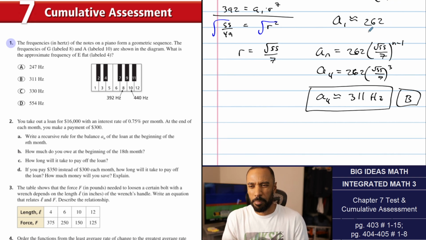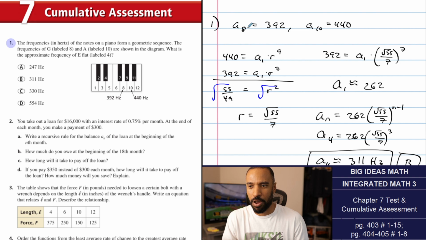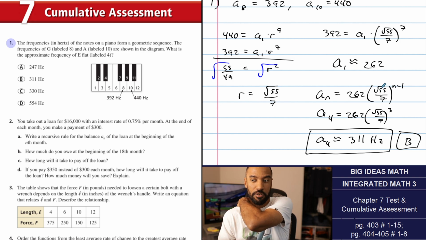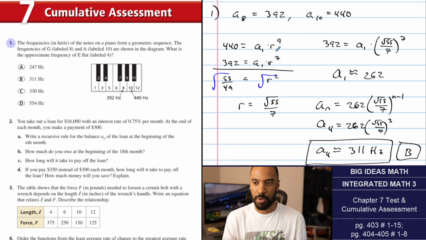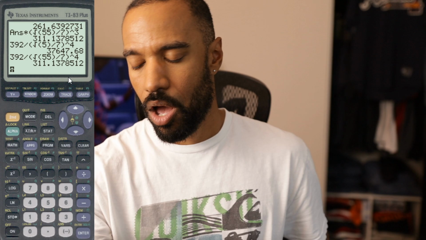Now, there are other ways we could have gone about that. We could have used the common ratio and divided from the 8th term to the 4th term 4 times. So divided by root 55 over 7 to the 4th power, that would have gotten us to the same answer. So we could have done 392 divided by root 55 over 7 to the 4th power. I did that wrong the first time. There we go. And that would have given us that same answer. Okay, let's move on.